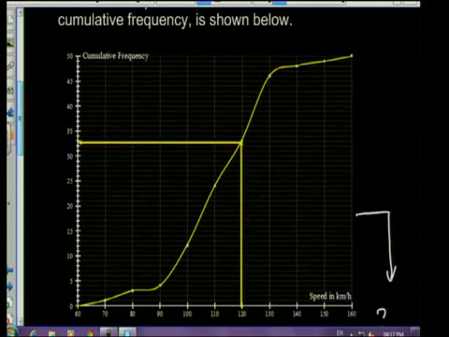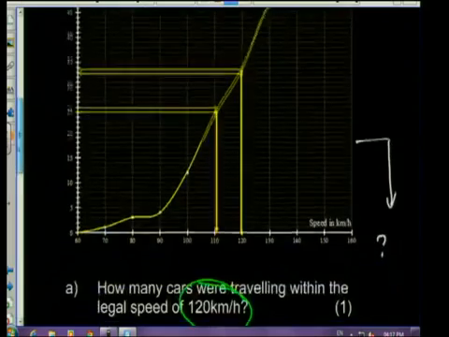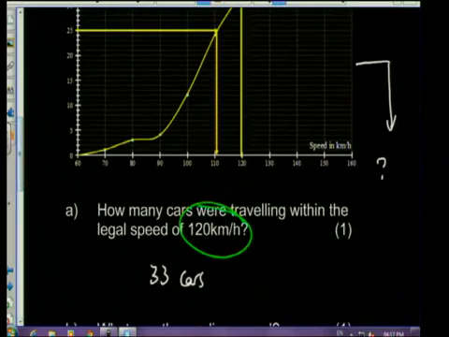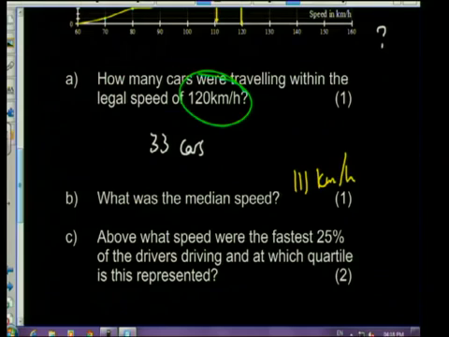So I'm going to read off, if I've got 50 cars, I'm roughly reading off where would the 25th car be. So I go to 25 cars, I go across, I read down. It's just after 110, so I would say roughly the median car is 111, and I'd be happy with that answer. 111, remember your units, 111 kilometers per hour. Perfect.